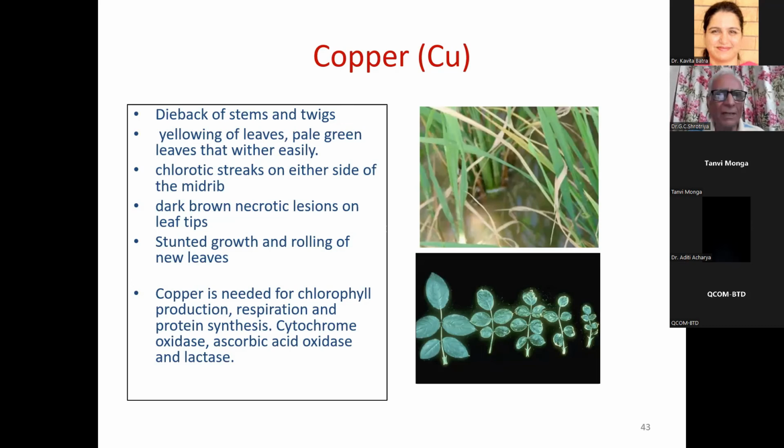Copper. Again, copper, you see how the deformation is there, and the chlorotic strikes are there on the leaves, stunted growth, of course, and the rolling of the leaves. Leaves become cup-shaped leaves, you see. So this is how the symptoms of copper will appear on the plant. Next, please.